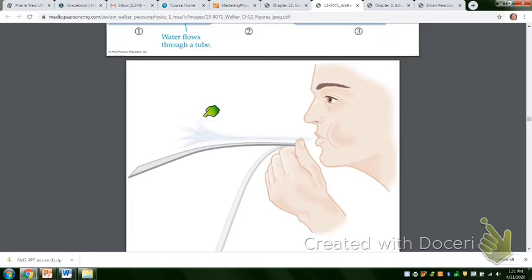That's because the air is moving faster here, and therefore it has less pressure. Remember, higher speed means less pressure. And so that means the air underneath the piece of paper has more pressure, and if the pressure is greater underneath, that's going to push on the paper and make it go up.